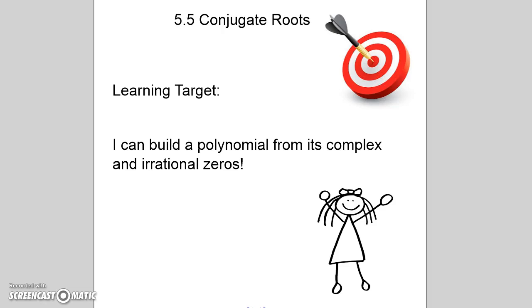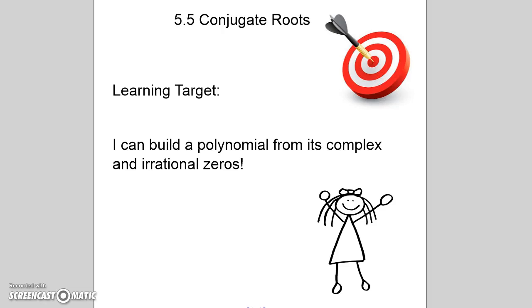Today we're going to talk about conjugate roots. By the end of this lesson, and tomorrow in class when you practice this, you're going to be able to build a polynomial given its complex and irrational zeros. You did it before when the zeros were real numbers, and we're just going to jazz it up a little bit. It's going to have complex and irrational zeros, but you're going to be able to do it.